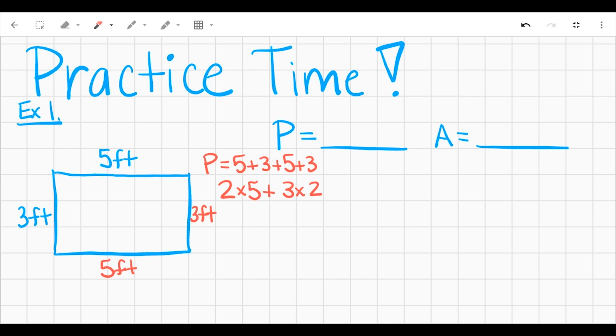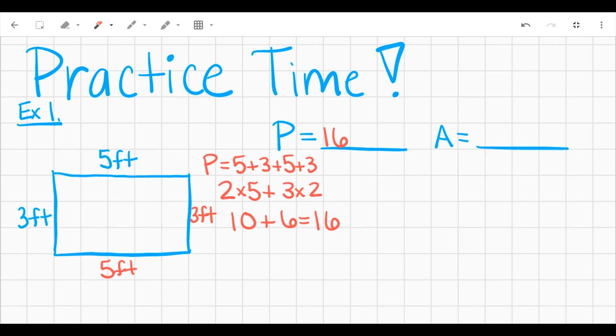So because we had 2 of the 5s and 2 of the 3s, we can just multiply each of those by 2 or add them together, and we would get 10 and 6. And now we want to add those two amounts together, and 10 plus 6 would give us 16. So we know that the perimeter of this rectangle is 16 feet.